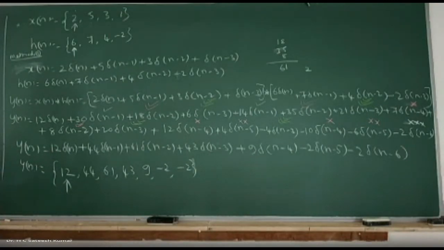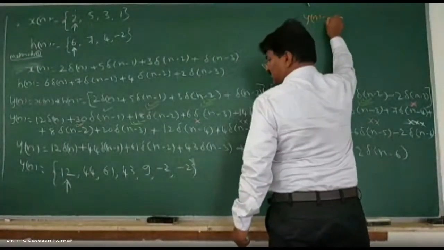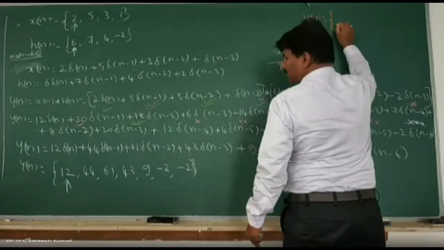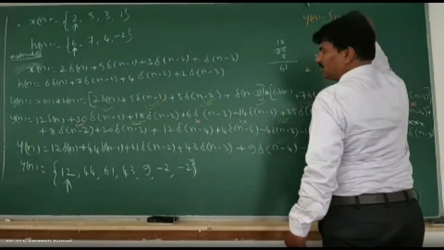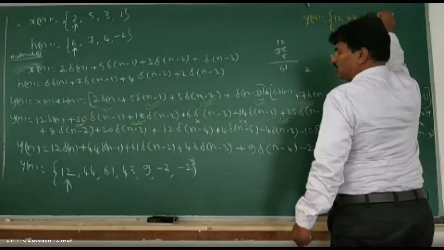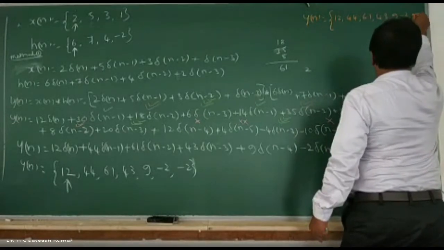That's it. Okay, right. So one more method we shall do. So this is one method, and I'll write down the answer somewhere in the corner. We shall verify the answer. y of n is equal to 12, 44, 61, 43, 9, minus 2, minus 2.